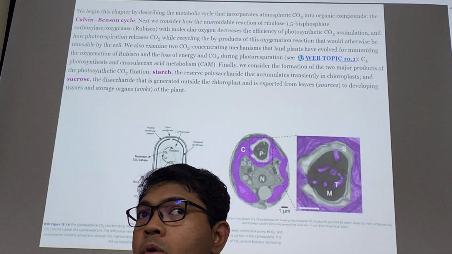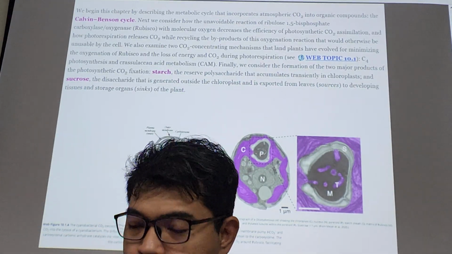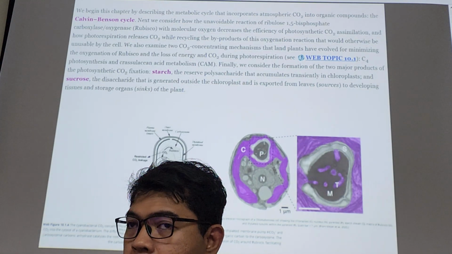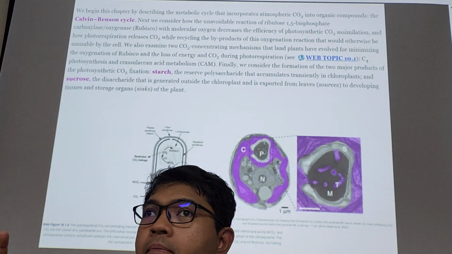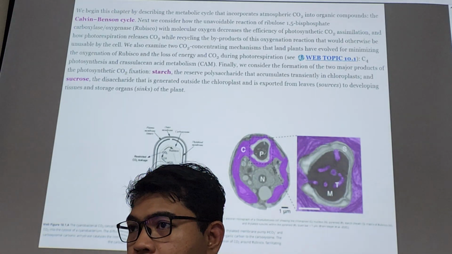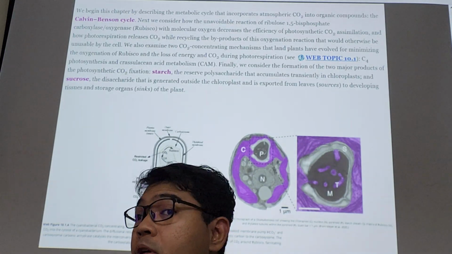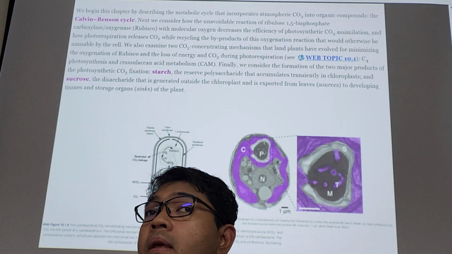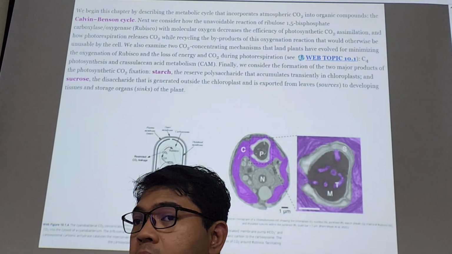So CO2 is soluble in liquid. Okay. But there are many things that can determine its solubility level in the liquid. For example, temperature, and also the pH level, right?